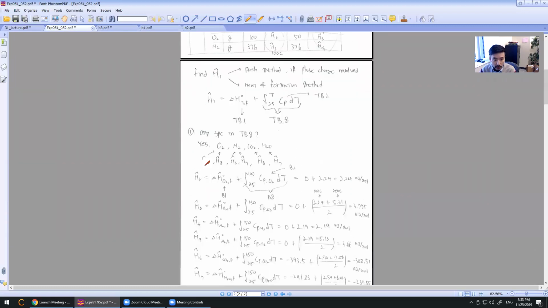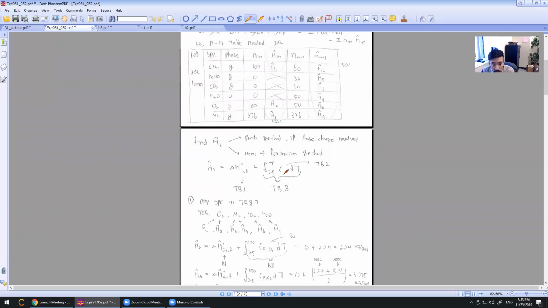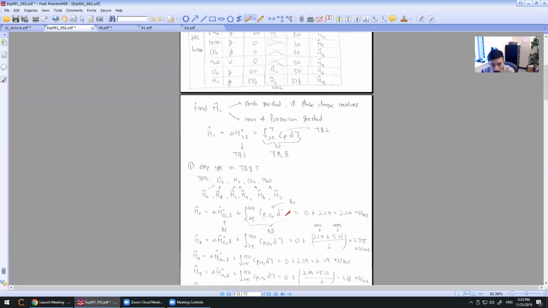So let's start with H. We're gonna find these 2, 8, 3, 9, 6, 7 enthalpy hats. For the H2, H hat 2, as you see here, it's supposed to be heat of formation plus integration from 25 to the desired temperature, the Cp dt term. H2 is the oxygen, so I write down everything: delta H hat not of oxygen, the heat of formation, plus integration from 25 degrees Celsius to 100 degrees Celsius, because for H2 the condition is 100 degrees Celsius, and then the Cp of oxygen dt term.